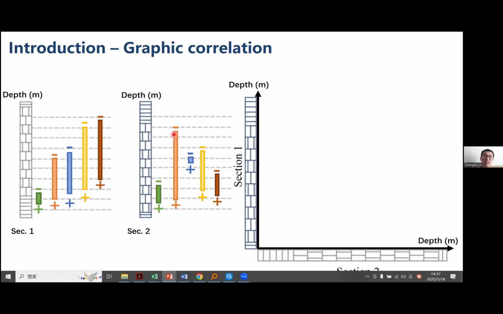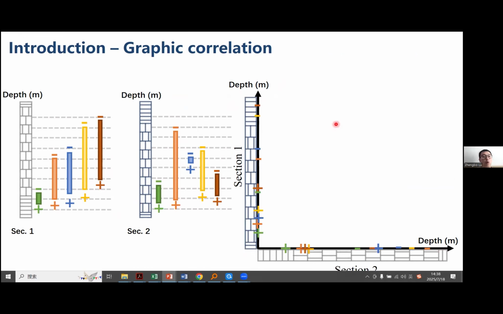In 1964, Shaw put forward a new method named graphic correlation to solve this problem, where he used a two-axis plot to represent all the biostratigraphic information before solving the diachrony. So here we could put the section in the graphic correlation: we could put section 1 on the y-axis and section 2 on the x-axis.